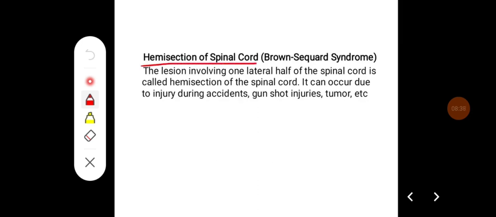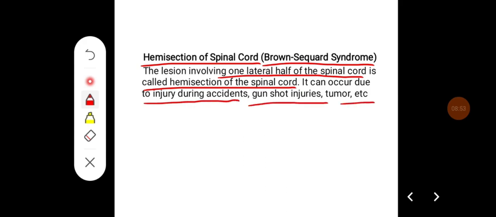Coming to hemisection of the spinal cord, which is also called Brown-Sequard syndrome. The lesion involving one lateral half of the spinal cord is called hemisection of the spinal cord. It can occur due to injury during accidents, gunshot injuries, tumors, etc.